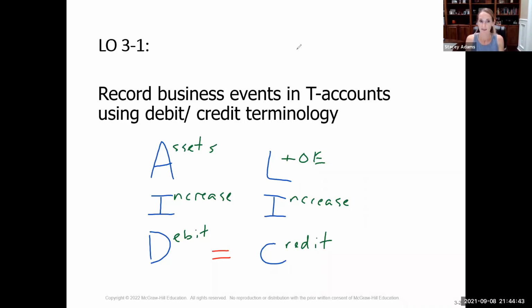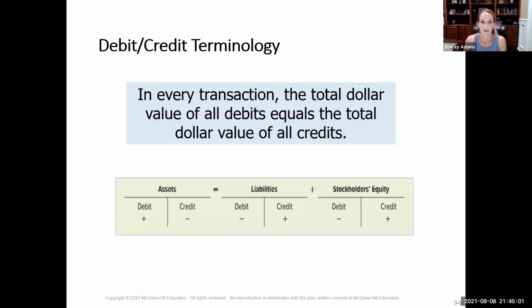If we have an asset use transaction, then our assets would be going down, and that's a credit. And therefore, our liabilities and equity would also have to go down, and that would be a debit. So in every transaction, the total value of all debits needs to equal the total dollar value of all credits. So this equality combined with ALLO, assets equal liabilities plus owner's equity, forces this constant balancing in our accounting transactions and in our financial statements.